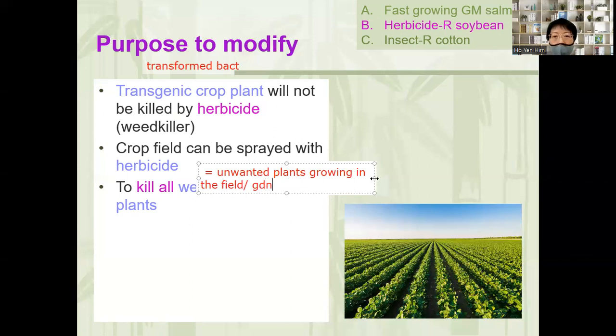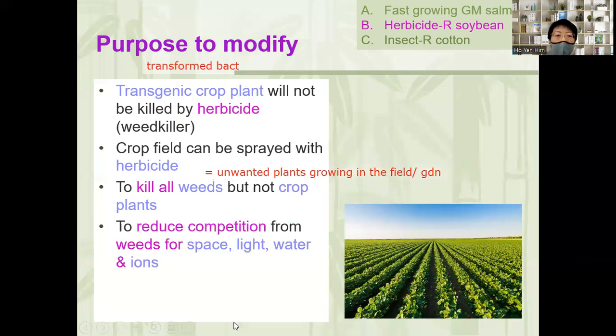Okay, weeds. Any plant that you don't want to grow, but it grows, we call them weeds. So we want to spray herbicide to kill all the weeds, but only our transgenic crop plant cannot be killed by the herbicide. So when you kill all the weeds, it will reduce competition of the weeds with our crop plant for space, for light, for water and ions. So they can get more sunlight, they can get enough water and mineral ions from the soil, so they can grow better, so the yield becomes higher. That's what we want.